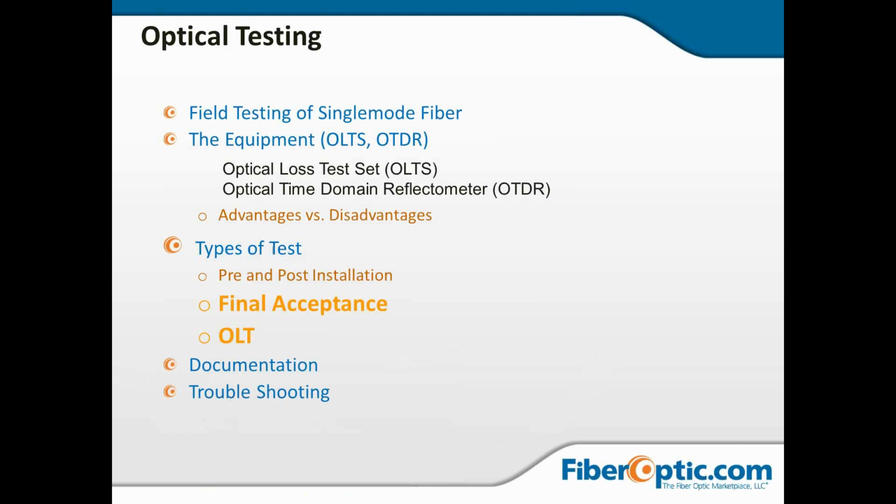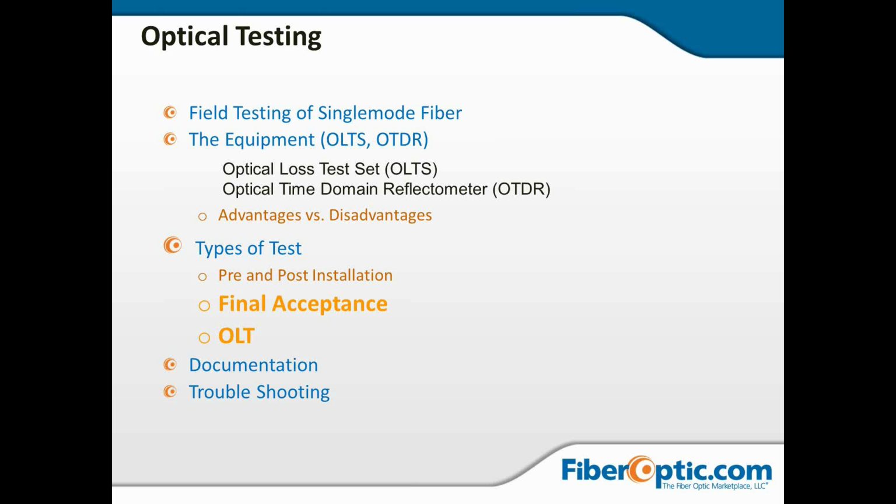We're going to primarily talk about single mode fiber here. Field testing of single mode, we're going to look at the optical loss test set and the optical time domain reflectometer. We're going to talk about advantages and limitations. I don't like the word disadvantages. Each does something very important and very specific, and each does something that the other cannot do. So yes, there are limits to what each piece of equipment can do, but they're not disadvantages. It's simply understanding the equipment you're operating.